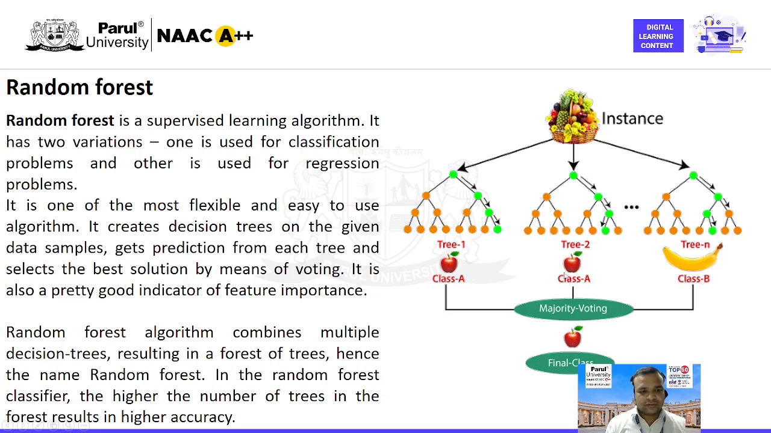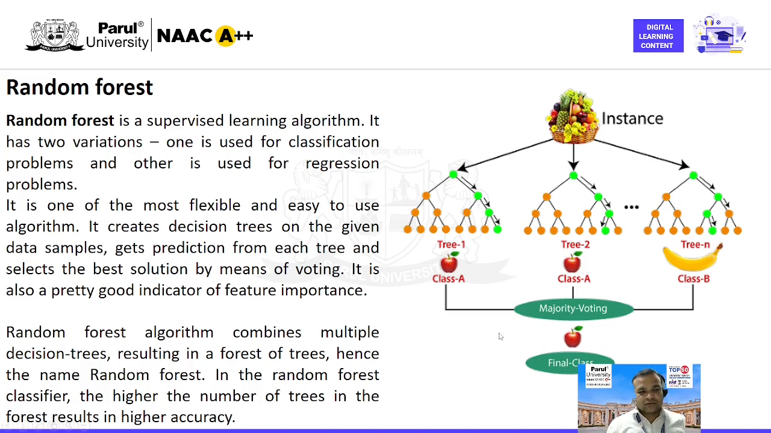Now there is one new thing here: voting. We find out the best solution. How can we find it? By the majority of the class, the majority of the output from multiple decision trees. There are two outputs of apple, which means class A. So the majority is of which class? Class A. So we identify the majority voting and produce the final class, which will be class A, apple.